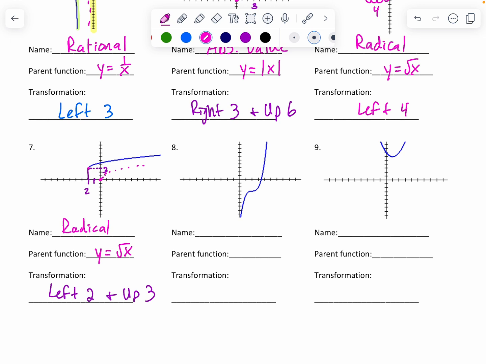Number 8, it's got that little curve, so I know that's a cubic. So it's y equals x cubed. Originally, cubic touches the origin, so we're kind of using that center point to help us figure out the curve. So if I look at the center of that curve, it looks like it's hitting here. So that center curve goes, it's up here at 2. So this one looks like it went to the right 2. And if I connect it to this side, it looks like it went down 3.